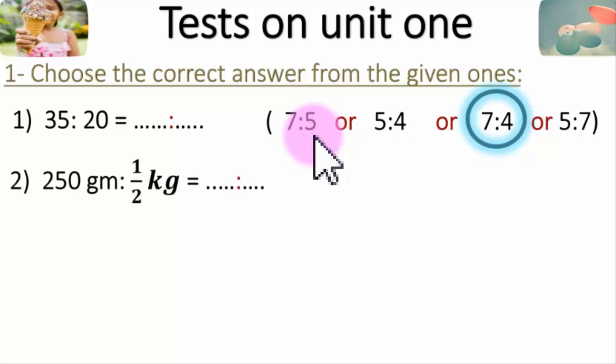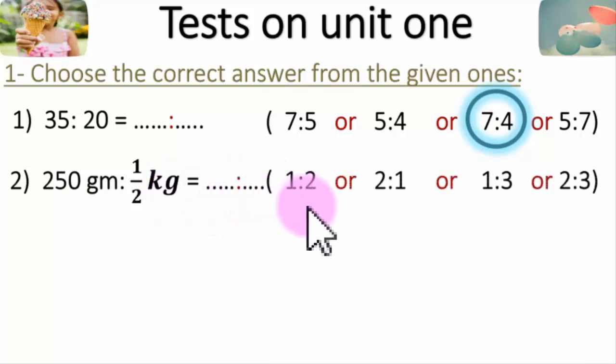The second question is 250 gram to half kilogram. Here we have gram and there we have kilogram. So we must convert kilogram to gram. 1 kilogram equals 1000 grams. So half kilogram equals 500 grams. So the ratio now is 250 to 500. It means that the ratio is 1 to 2. Excellent.